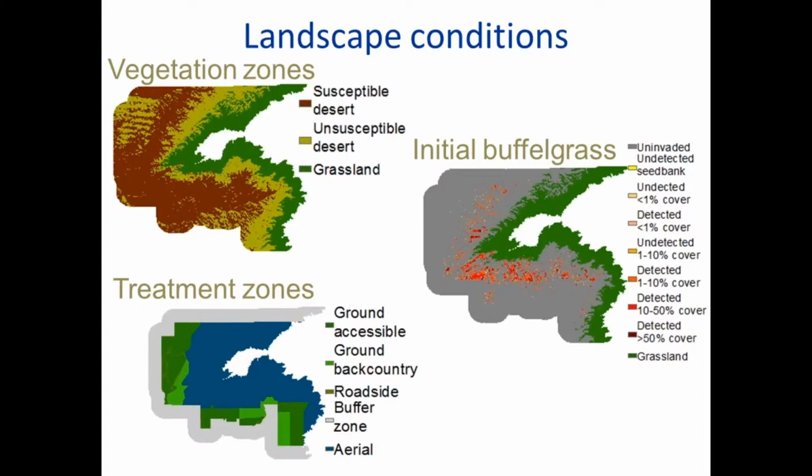Another layer that we used defined the park as far as treatment zones. So this relates to the cost of treatment for an area. You have areas that are easily accessible on the ground versus areas that are accessible on the ground but are more difficult to get to, so it's more costly. And then there's also several areas in the park where it's just not feasible to get into on foot to do treatment. Those areas require aerial spraying. Another input we had to the model was where buffelgrass currently exists on the landscape to initialize the models.